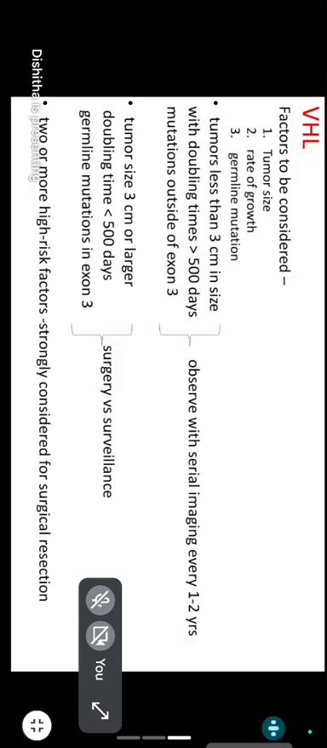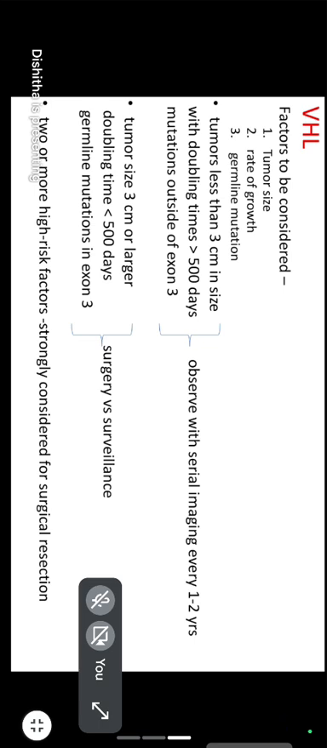VHL: surgical management depends on three factors: the tumor size, the rate of growth of the tumor, and the germline mutation. If the tumor is less than 3 centimeters in size, the doubling time is more than 500 days, and the mutation is outside exon 3, then we can observe with serial imaging. But if the size is 3 centimeters or more, the doubling time is less than 500 days, and the mutation is in exon 3, then we can choose between surgery or surveillance. But if among the three there are at least two or more high-risk factors, then surgical resection is preferred.